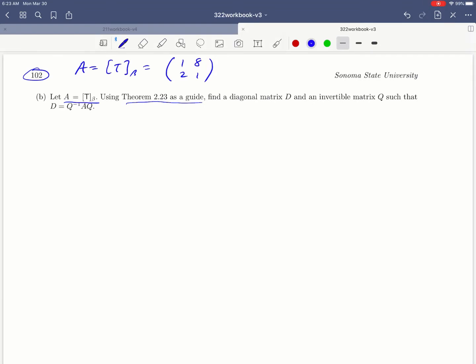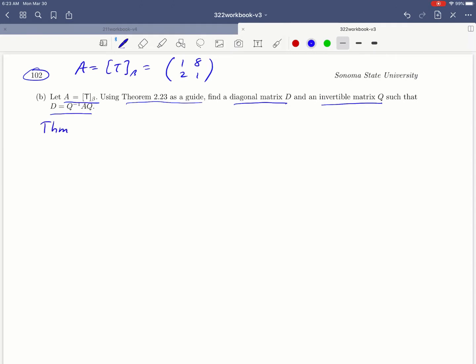We'd like to find a diagonal matrix D and an invertible matrix Q such that D is equal to Q inverse AQ. What this essentially is, is a way of factoring the diagonal matrix D in terms of the matrix A that we already have. It's going to turn out that this factorization is very useful for doing matrix calculations in the next section. So let's see if we can unpack this together here.